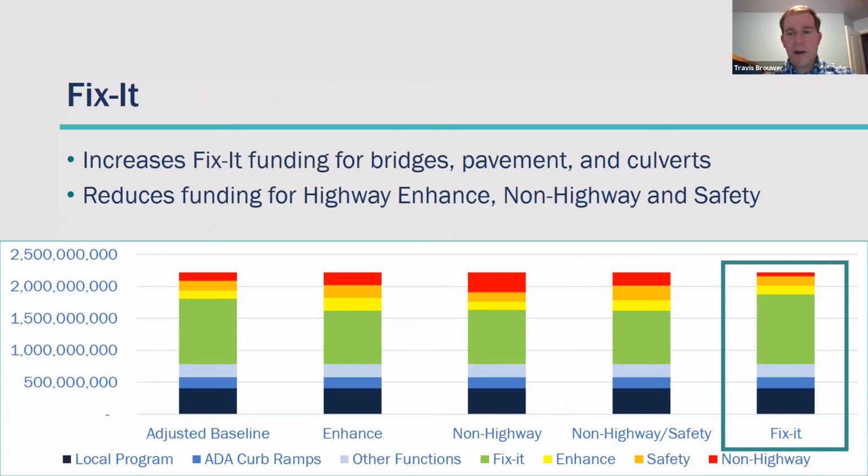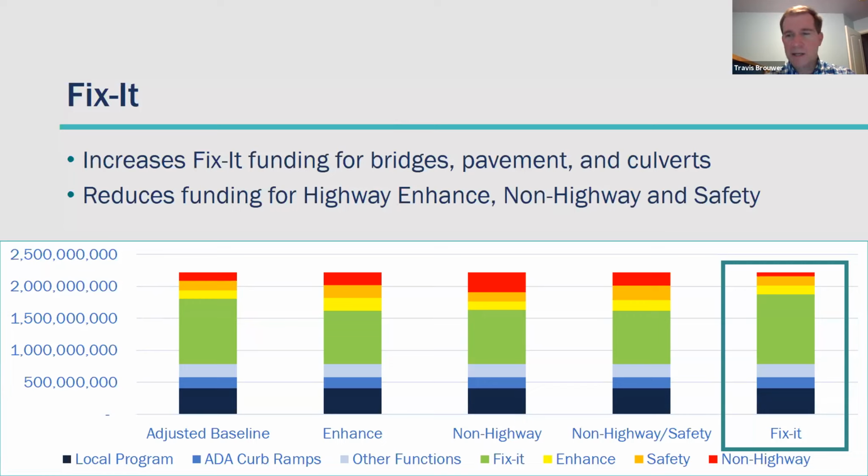Then the last scenario is one that is really focused on preservation of the system. It increases funding through the fix-it category for bridges, pavement, and culverts. It does that by basically reducing down to a very low level the highway enhanced, non-highway, and safety categories. So this is one that, perfectly honest, probably is not going to be the selected scenario because it does reduce significantly those other categories. And yet, given the needs on the system, we know that even this amount of fix-it funding isn't enough to ensure that we can preserve the system.